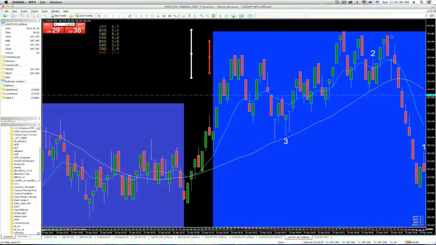Basically, what happens in this case is some larger institutions, hedge funds, central banks, whatever, decided that they are going to sell this thing off to make some money. So now they sell it off. There's no place for anybody to get in here. Now this creates a low after a sharp pull down.